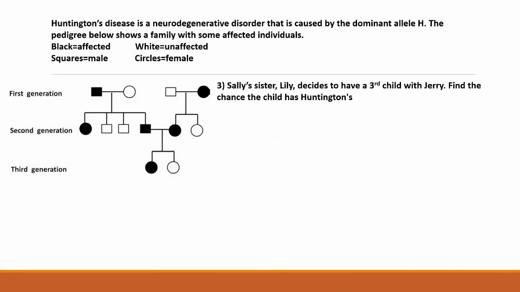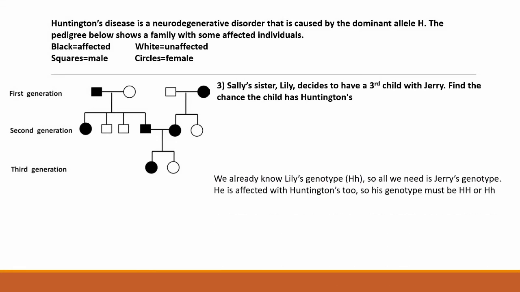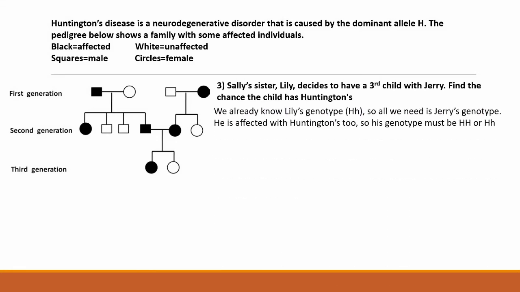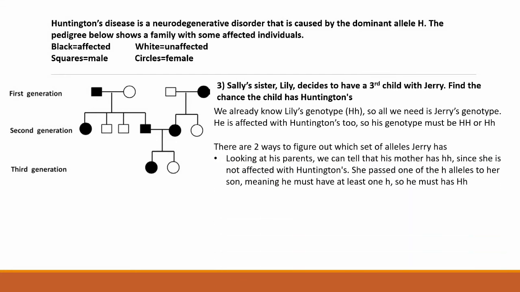Question number 3: Sally's sister Lily decides to have a third child with Jerry. Find the chance the child has Huntington's. Since we already know Lily's genotype, which is dominant recessive, all we need is Jerry's genotype. He's affected with Huntington's too, so his genotype must be dominant dominant or dominant recessive. Now we can try and find this out in 2 different ways.